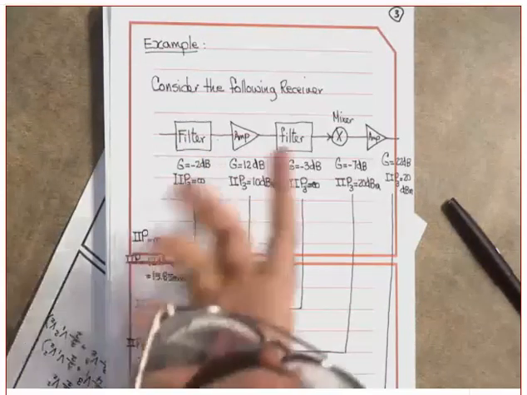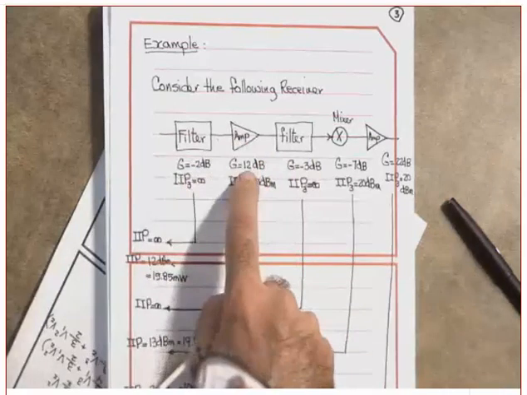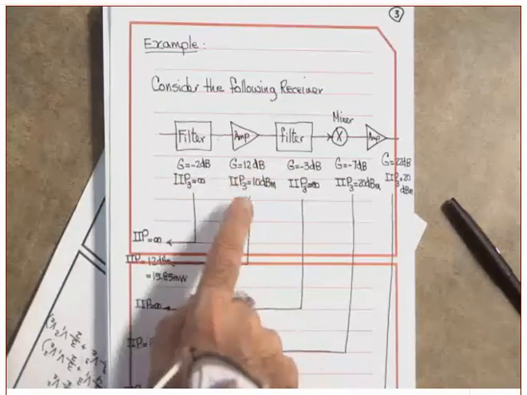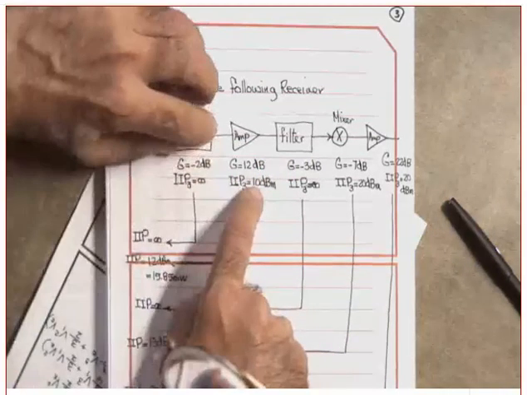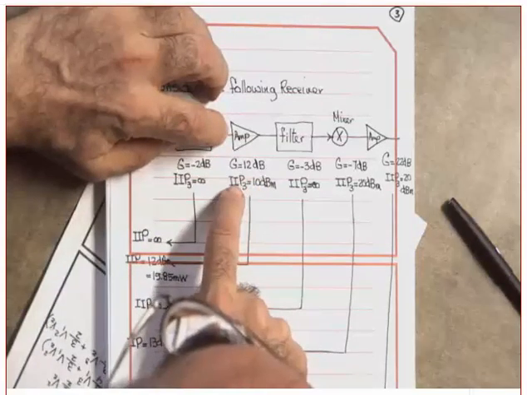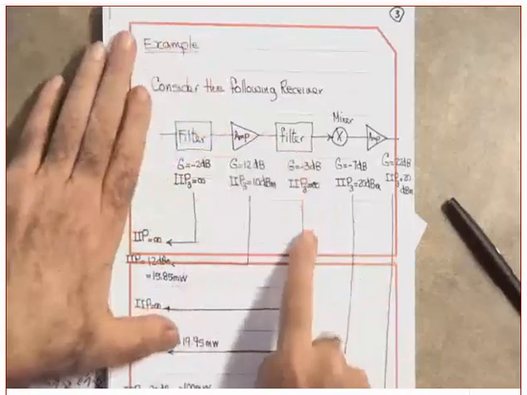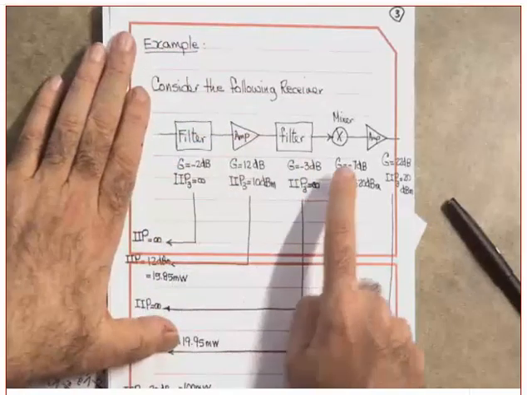Linear, yes or no? It's a passive filter, so it's linear. Amplifier, the gain is 12 dB. The IIP3, what does that mean? I am measuring it at this point. If the question tells you OIP3, it means you are measuring it here. Okay. Filter, again, IIP3 equal to infinity.